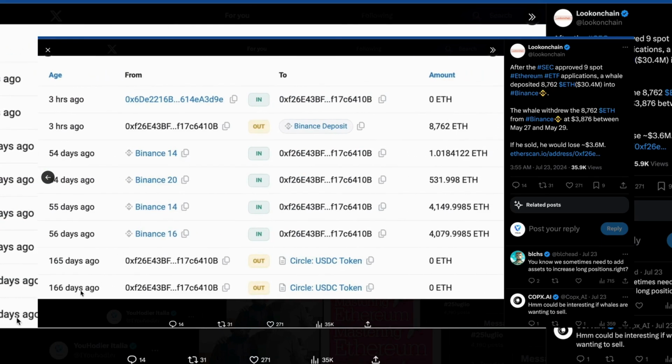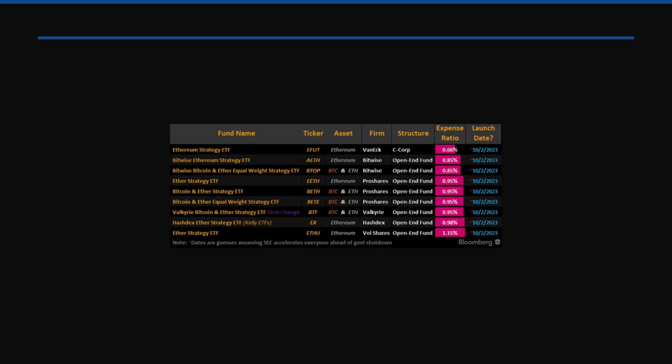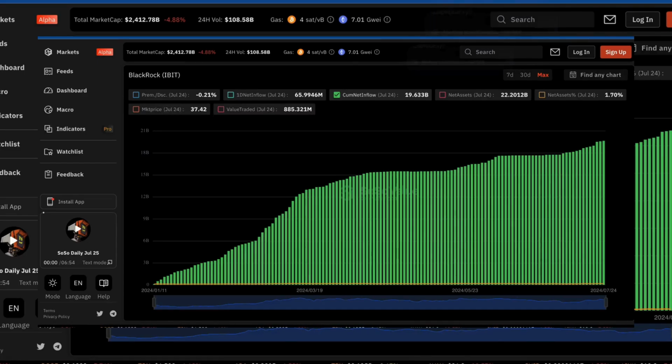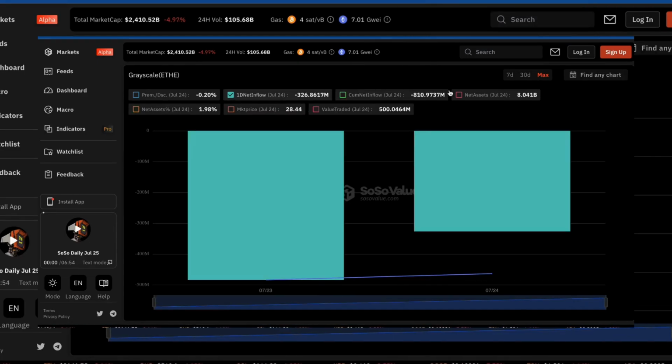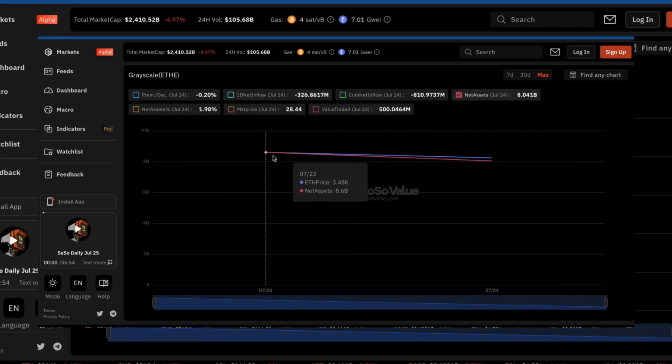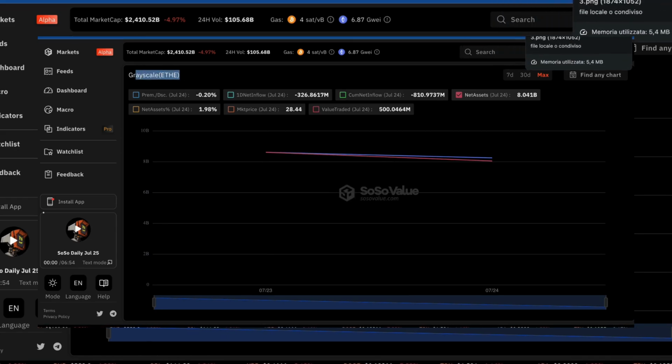Here are all the transactions, and as you can see, this account has not been moving for almost 2 months. So let's see if this is any type of bullish sign. Of course, we need to analyze any type of data we have. Ethereum ETFs are going strong, with a lot of adoption compared to Bitcoin ETFs, which also have strong adoption. And we see a net asset inflow of 8 billion on the Grayscale Ethereum ETF. So there is strong interest regarding that.